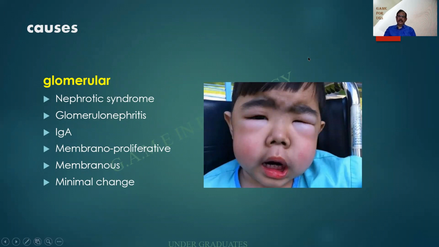This can be kept as a clinical case for you, after which the urine sample will be given. So, various glomerular causes for proteinuria: it can be nephrotic syndrome, glomerulonephritis, IgA nephropathy. And look at this child, there is a puffiness of the face and a swelling around the eyelids. You find that hands and feet also show edema, generalized edema called anasarca.